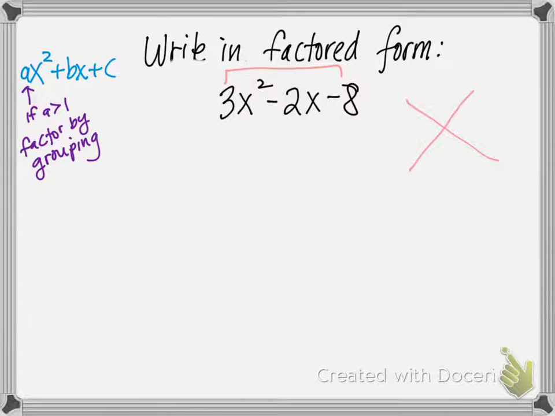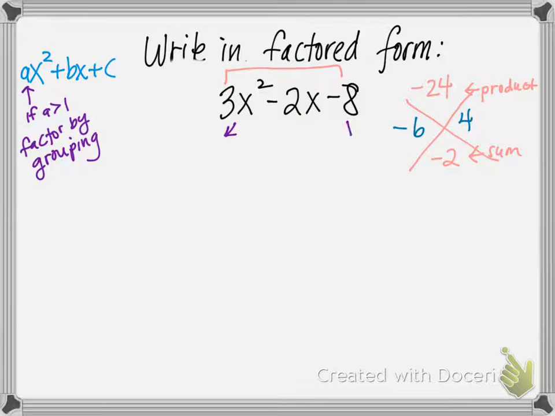3 times negative 8 is negative 24. So we're saying what has a product of negative 24 and at the same time adds to the middle number, negative 2. I know there has to be one negative to get a negative product, and the factor pair that works here is negative 6 and 4, because negative 6 times 4 is negative 24, and negative 6 plus 4 is negative 2. So from here, you're going to rewrite the expanded form.